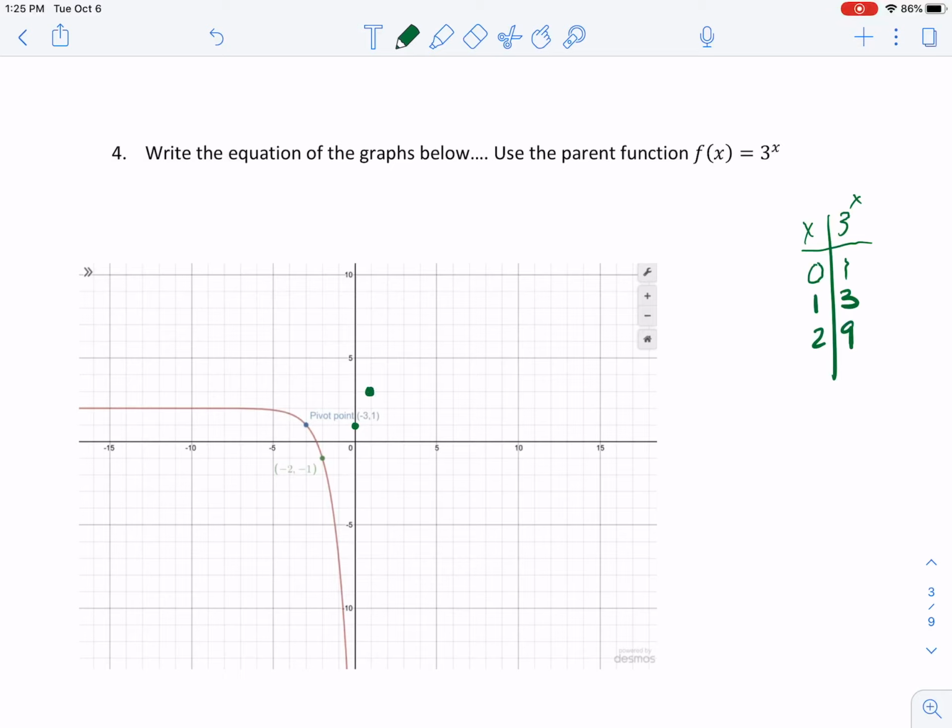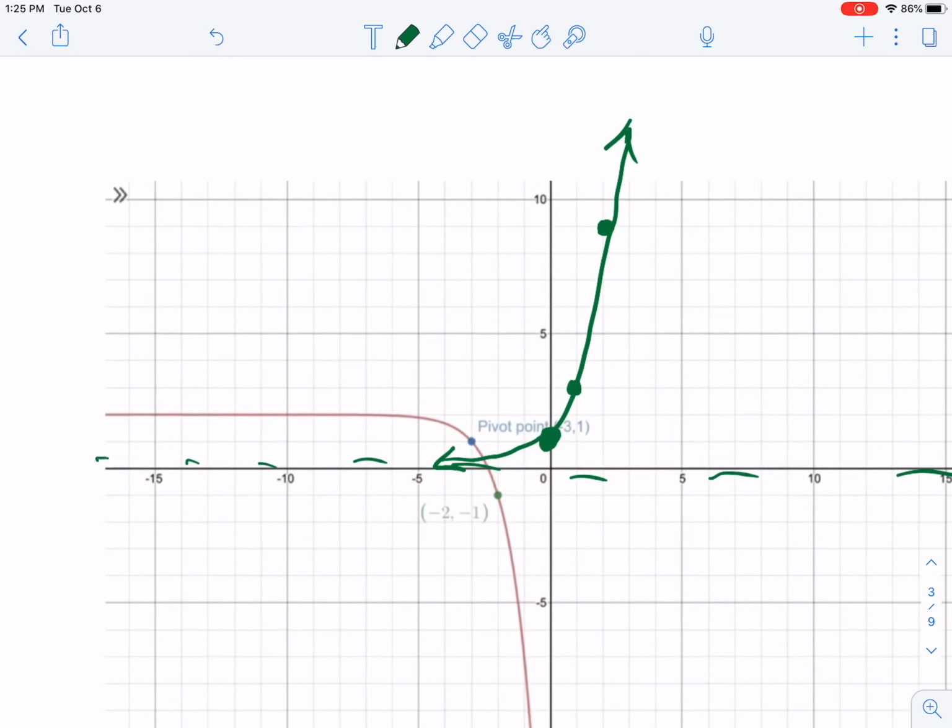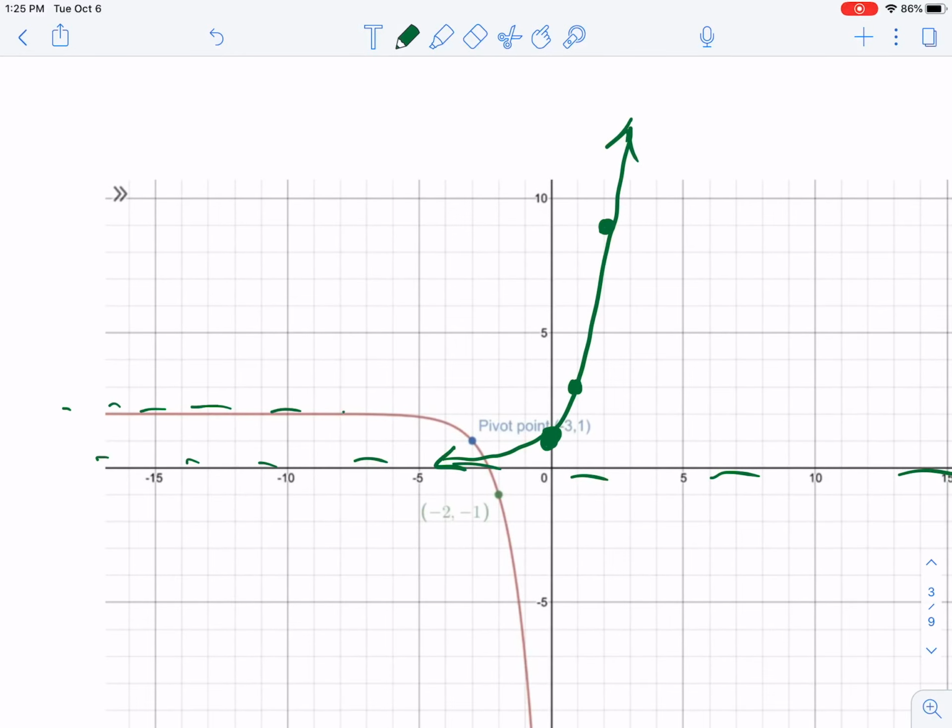I have the point 2, 9, which is going to be up here somewhere. So this is what the parent function would look like. This is the parent function. So now notice what we've done here. We had an asymptote of y equals 0. Well, now it sure doesn't look like we have an asymptote of y equals 0. It looks like we have an asymptote perhaps of y equals 2, maybe?